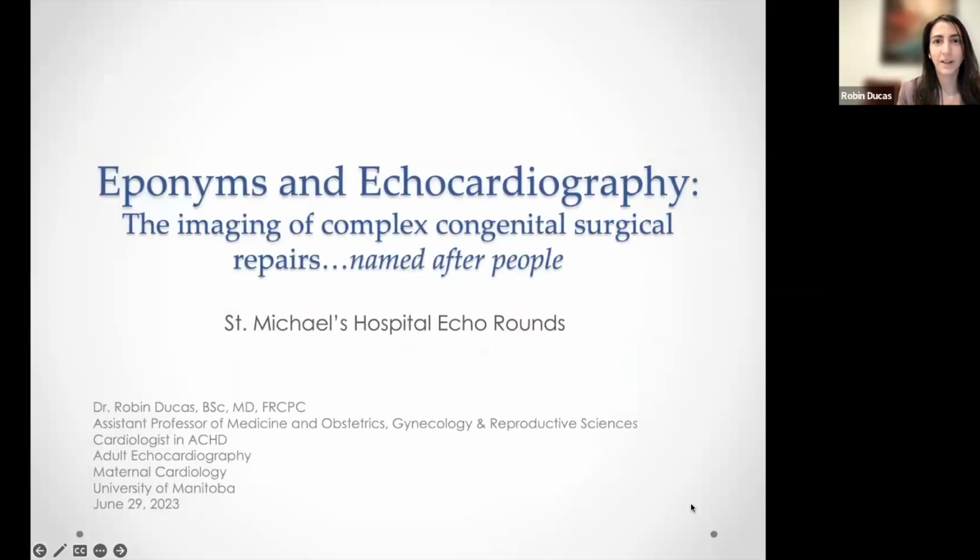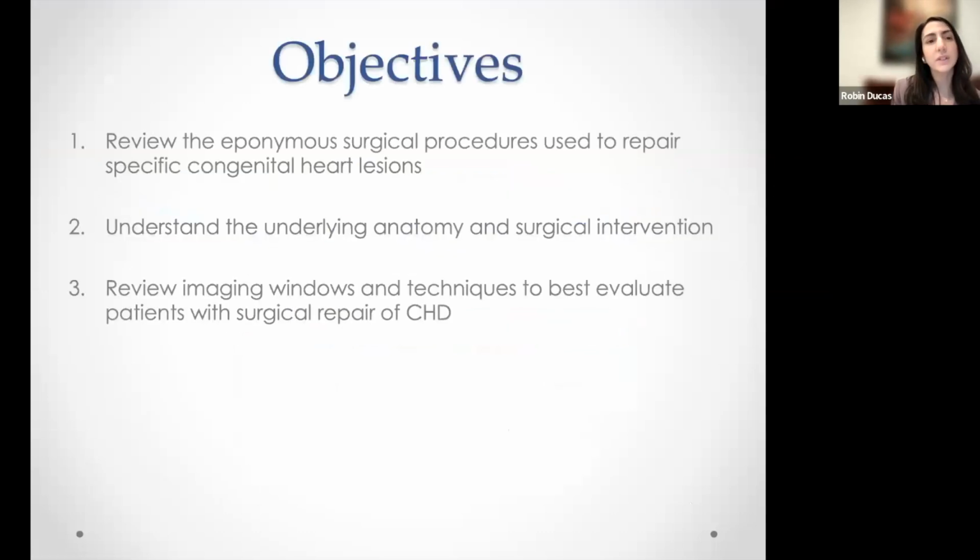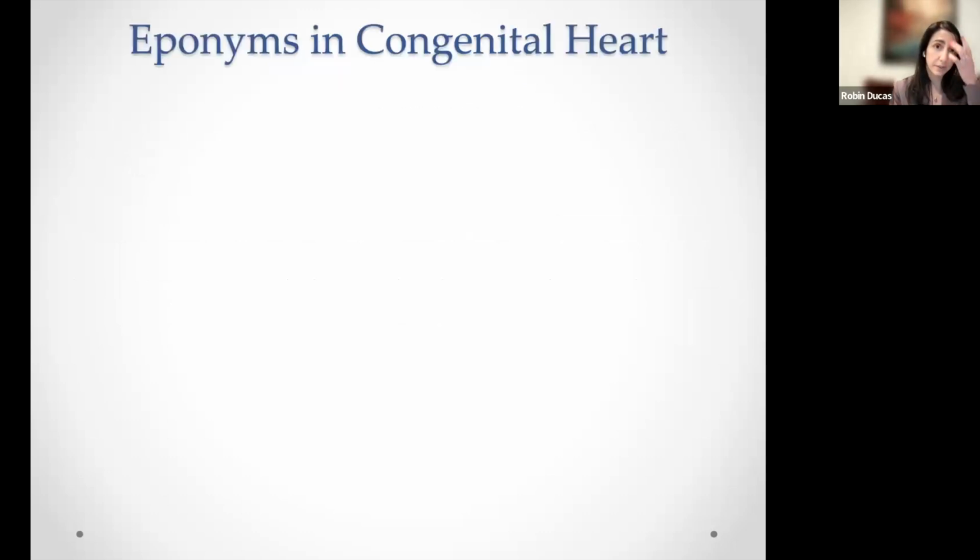I'm just going to share my screen here, and hopefully we can demystify some of the questions that arise with eponyms and echocardiography. So there are three objectives to this talk. By the end of the talk, we will be able to review the eponyms and the surgical procedures that are used to repair specific congenital heart lesions. You should understand the underlying anatomy that these surgical procedures will treat. And lastly, review imaging windows and techniques to best evaluate patients with surgical repairs of congenital heart disease.